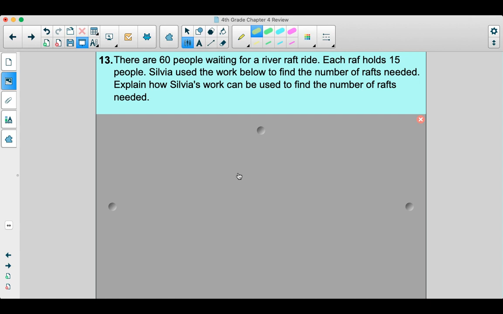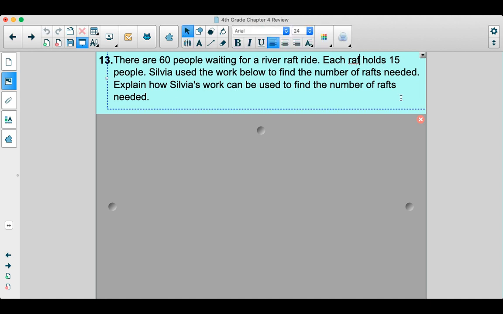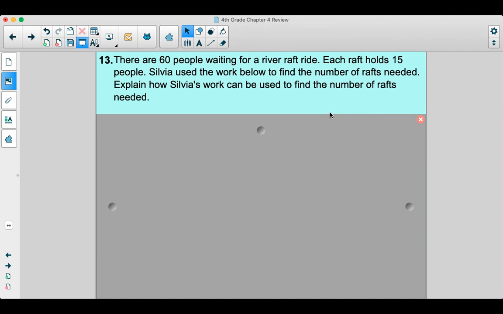All right, so let's check this one out. There are 60 people waiting for a river raft ride. Okay, make the picture in your head. Each raft, thought I was not going to have a mistake in this one, darn it. Each raft holds 15 people. Sylvia used the work below to find the number of rafts needed. Explain how Sylvia's work can be used to find the number of rafts needed.